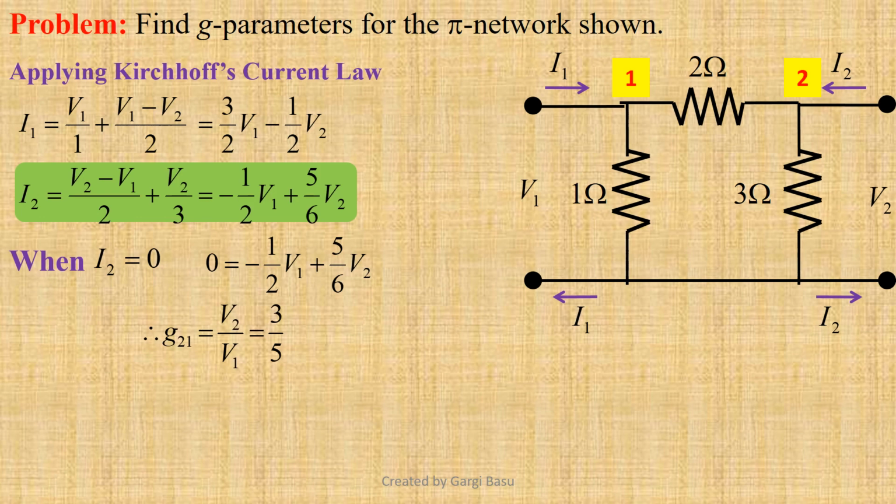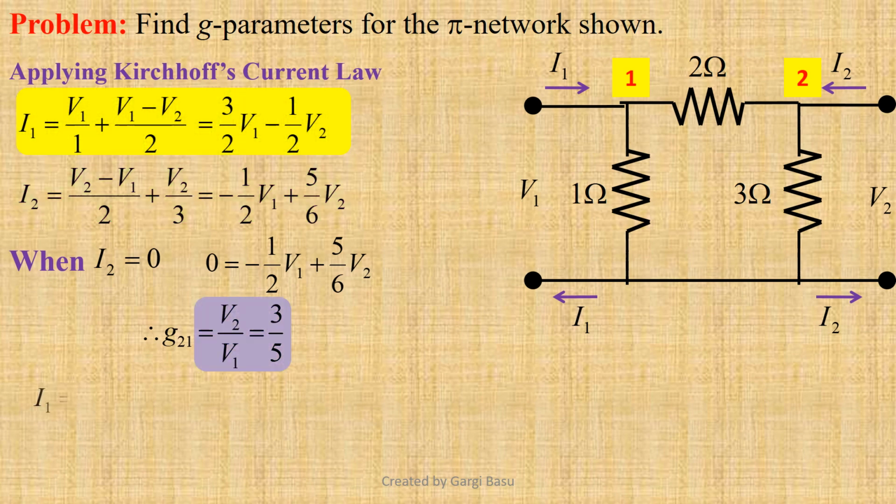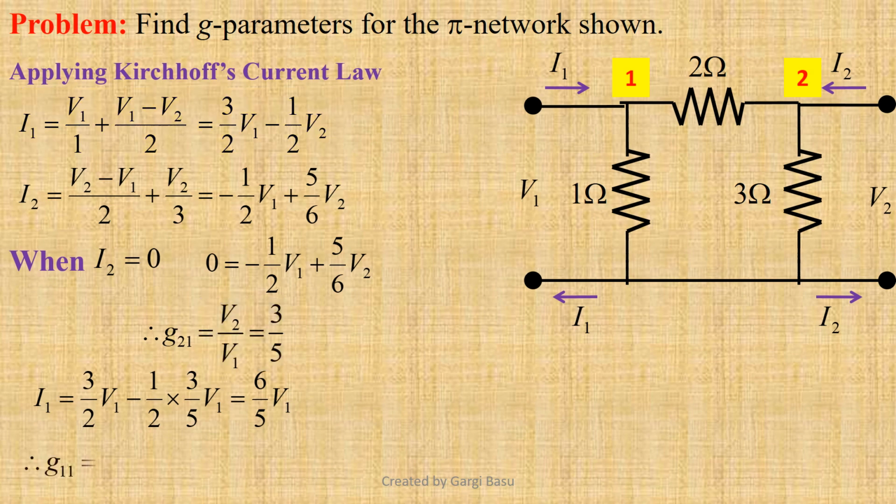Using this expression in equation 1, we get I1 equals 3 by 2 V1 minus 1 by 2 into 3 by 5 V1. That is equal to 6 by 5 V1. Therefore, we get G11 equals I1 by V1 equals 6 by 5 ohm.